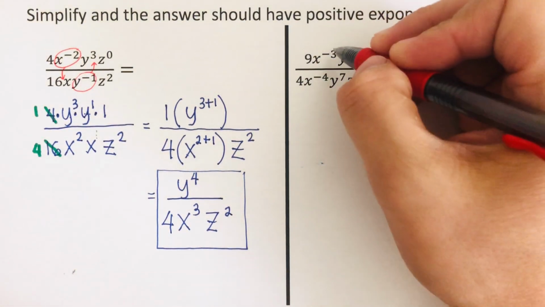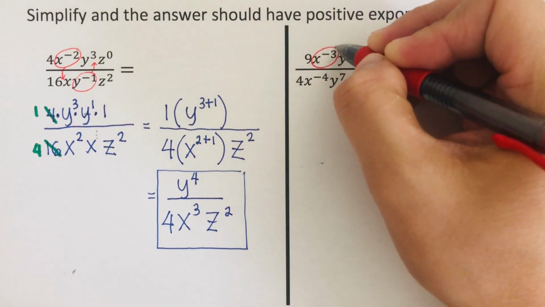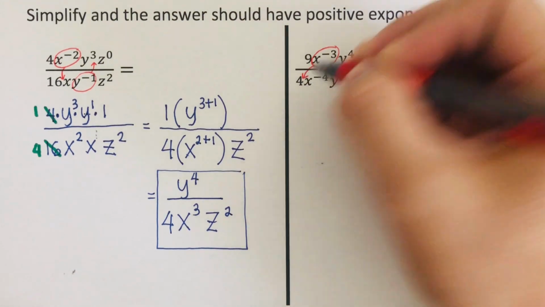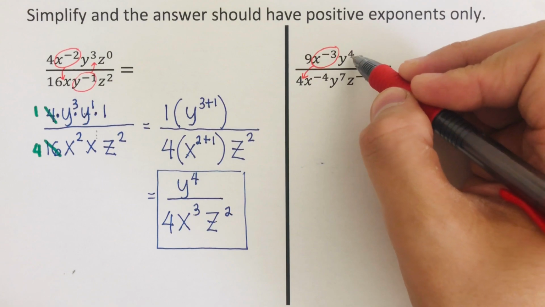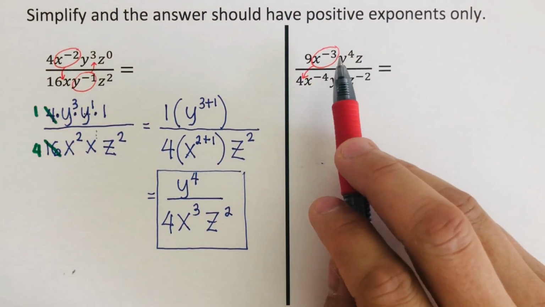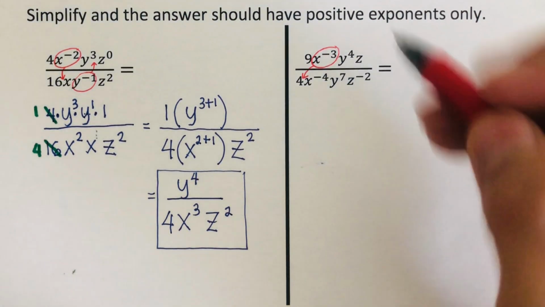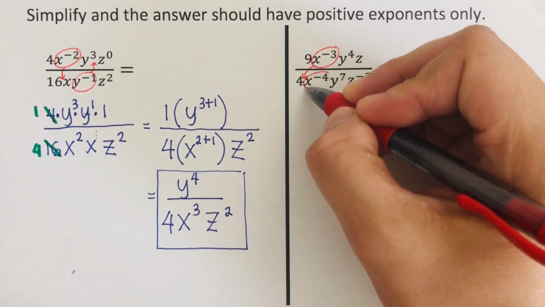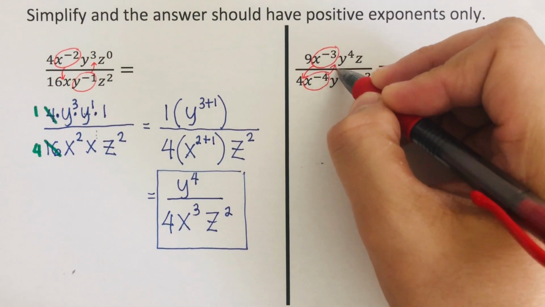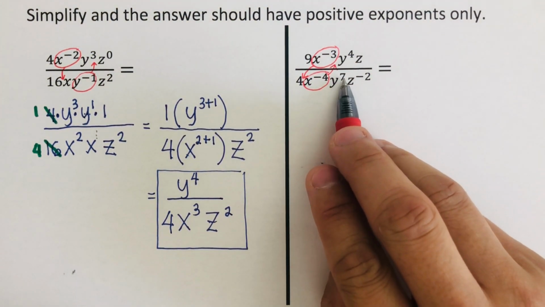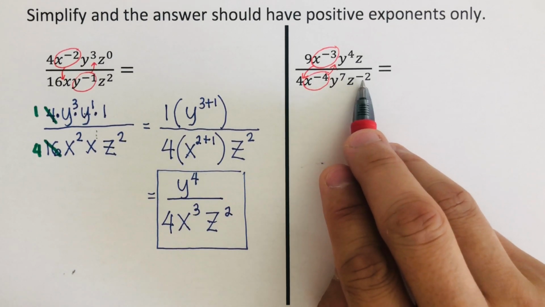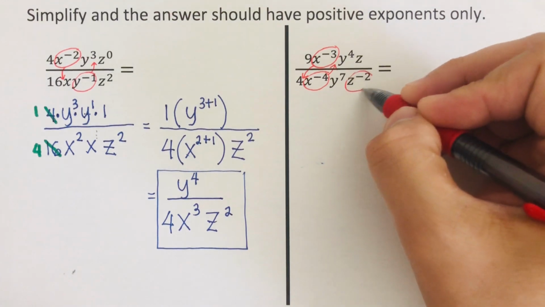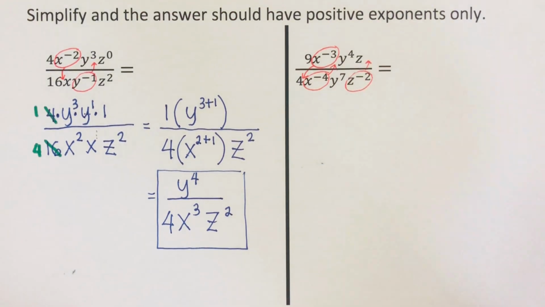So in this case right here, I am moving this x to the negative 3 at the bottom. And then this y to the power 4 will be kept there because it's already positive. Again, we're moving only the ones with a negative exponent. So this one right here is going to get moved up. And then this y to the 7th would be kept there. And this z to the negative 2 will be moved up in order that we can make them positive.